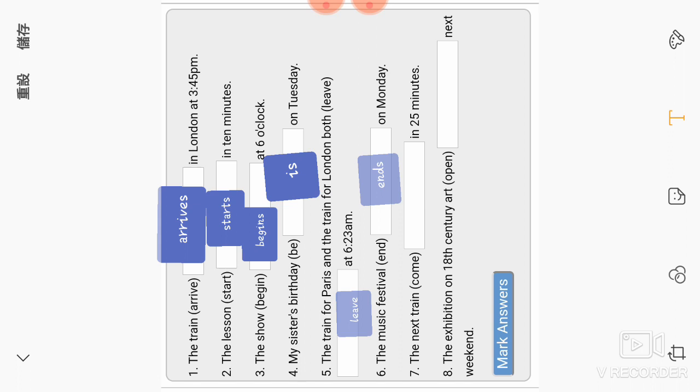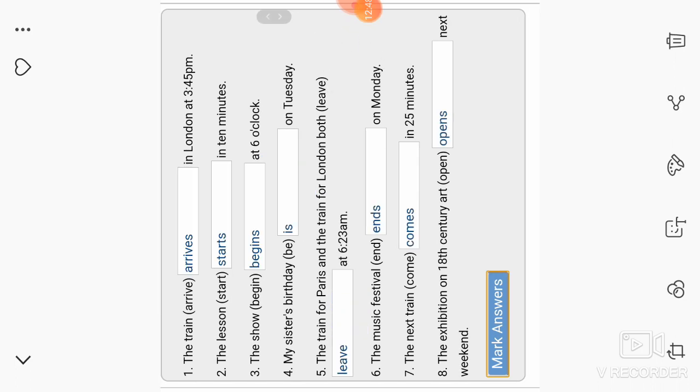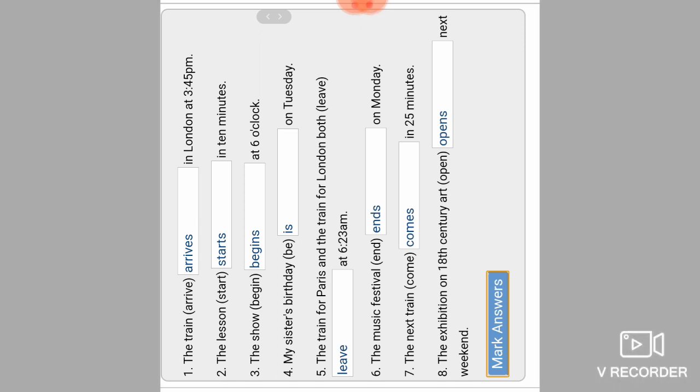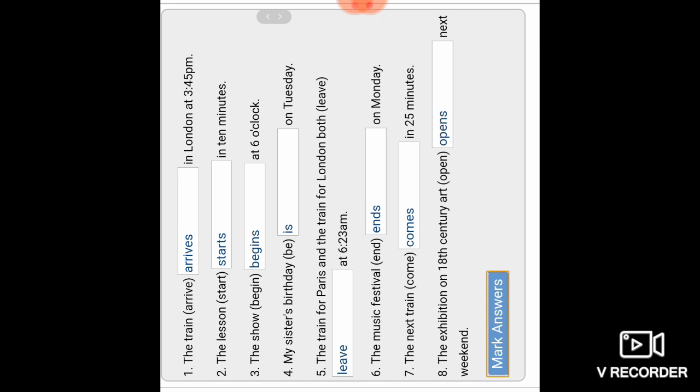And it is a third person singular. The exhibition is the third person singular. Alright, so still we will put the verb open with an S to agree with the subject. So opens. Alright, so you can see all the answers on the screen now. You can check the answers once again.